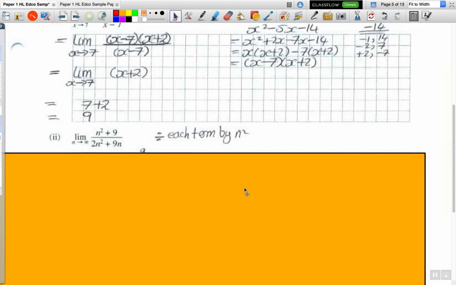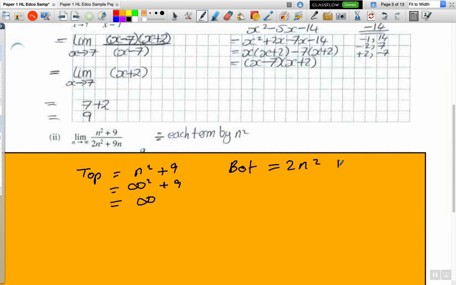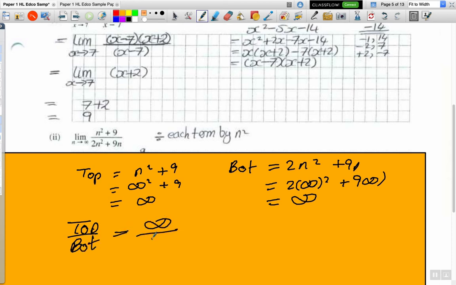On this one, what happens when you put infinity in? Well, what do you have on top? On top, you've got n squared plus 9. So if you put infinity in, you get infinity squared plus 9 is equal to infinity. On the bottom, you end up with 2n squared plus 9n, which is 2 lots of infinity squared plus 9 lots of infinity, and whichever way you look at it, it's infinity. So you end up with top over bottom is equal to infinity over infinity.